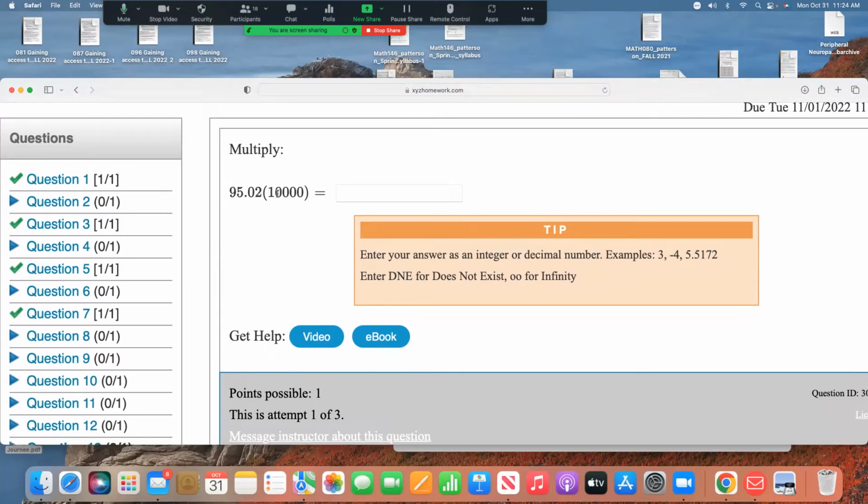No, we're going to move it more than 2. The number of decimal places you move it is actually 4, how many zeros you have. 1, 2, 3, 4. So we're talking 95.02 times, what is it, 10,000? So here's what I want to do.